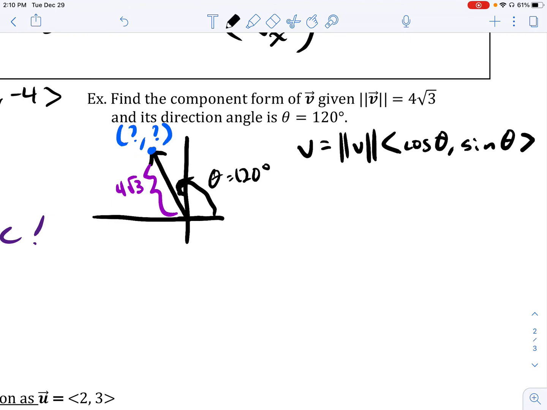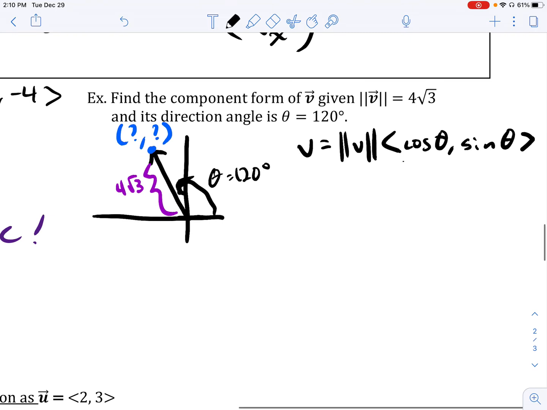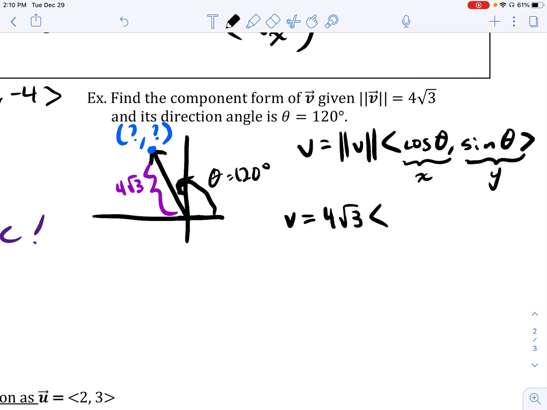We know that cosine of theta is equivalent to finding our horizontal component. This is our x. The sine of our theta gives us our y component, but treating them within the unit circle, so we multiply by the magnitude to get the actual x value. So in the context of this problem, we would say our magnitude, which is 4 root 3, times the cosine of 120 degrees, times the sine of 120 degrees.